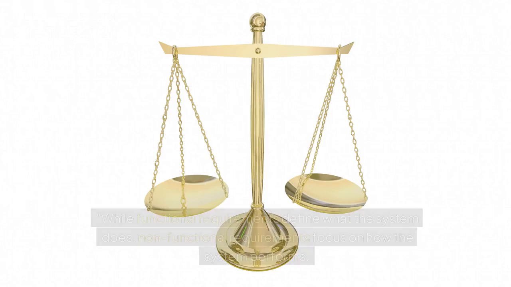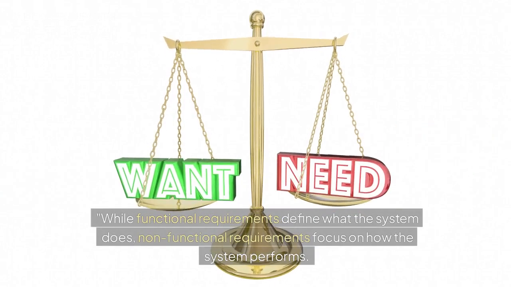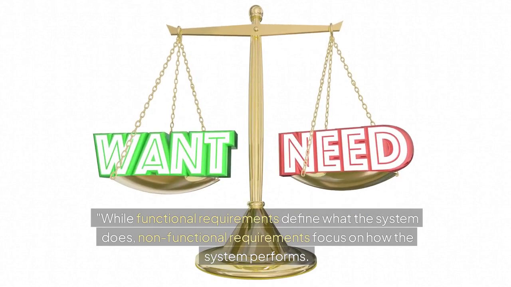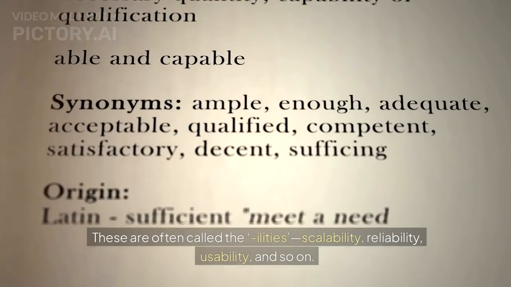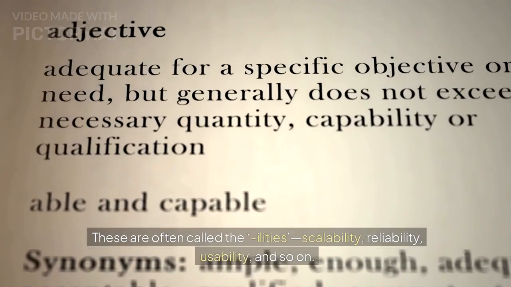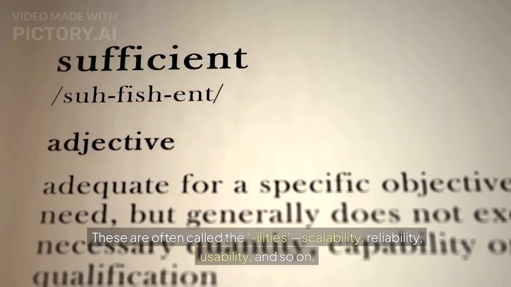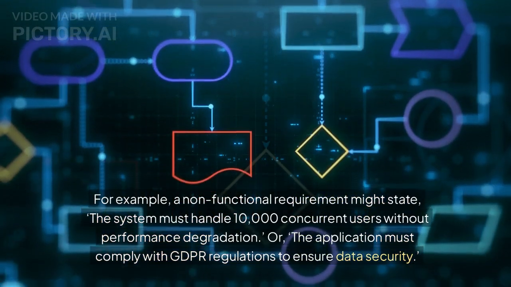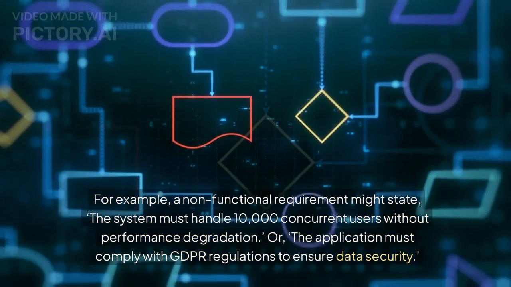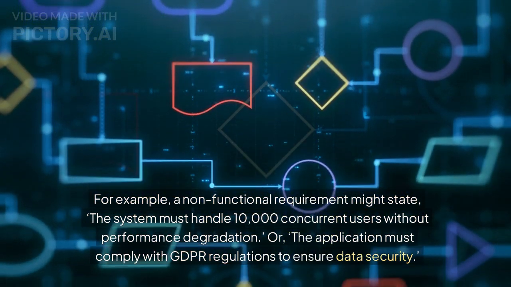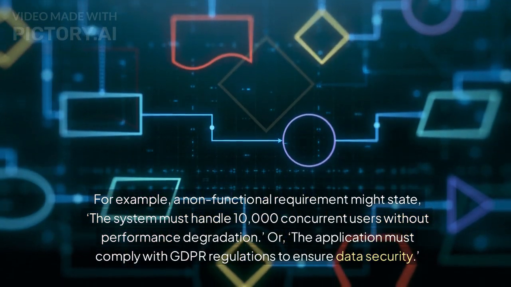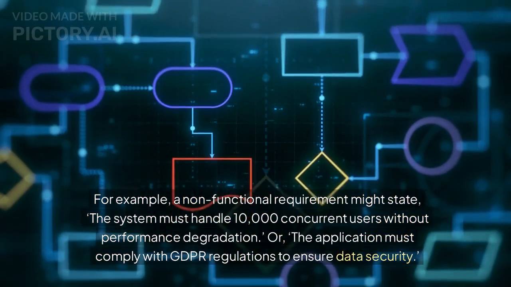Non-functional requirements. While functional requirements define what the system does, non-functional requirements focus on how the system performs. These are often called the ilities: scalability, reliability, usability, and so on. For example, a non-functional requirement might state, the system must handle 10,000 concurrent users without performance degradation. Or, the application must comply with GDPR regulations to ensure data security.